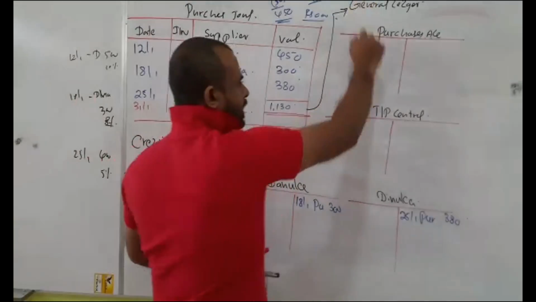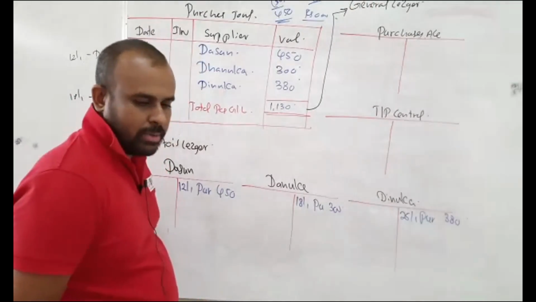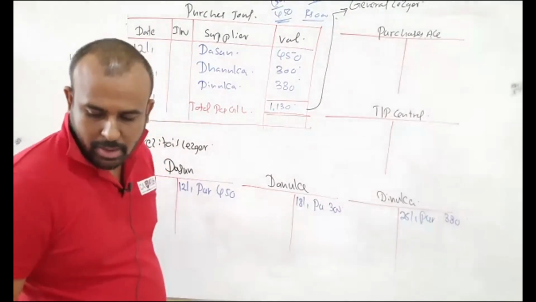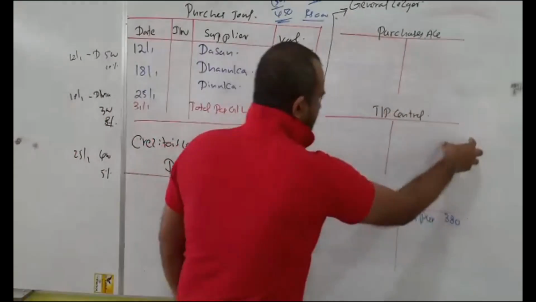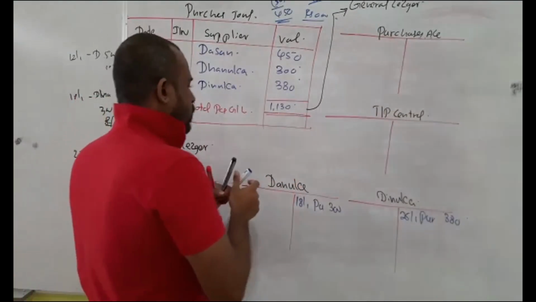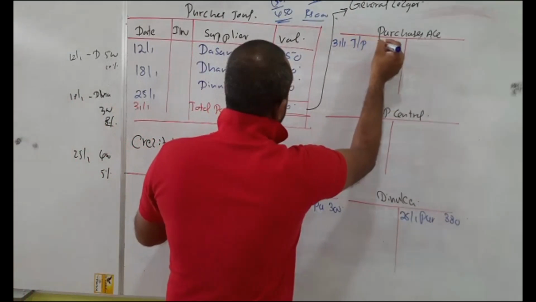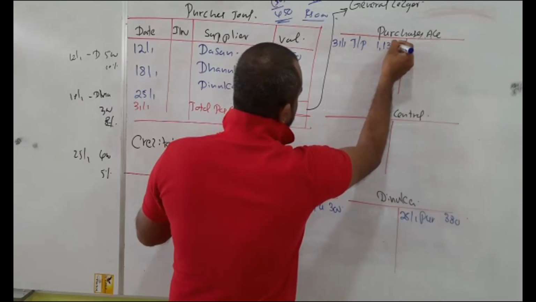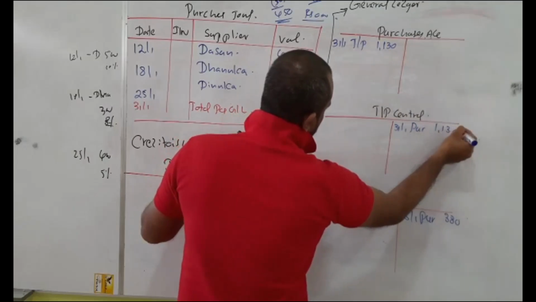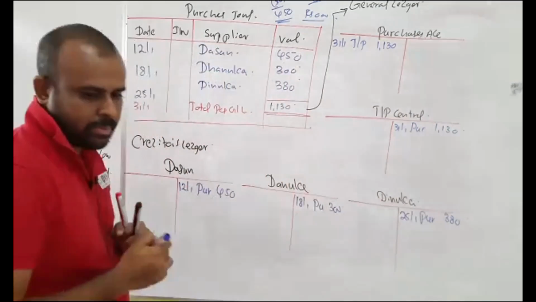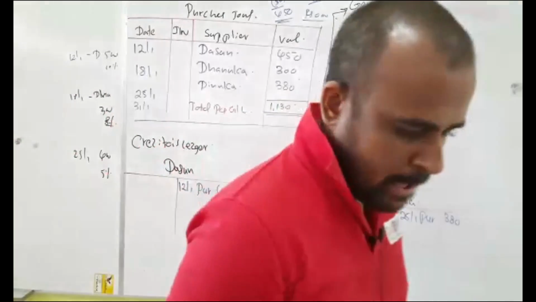Right, 1.1 million 30. The total goes to the general ledger. What is the double entry when you are copying the total of the purchases journal to the ledger? Purchases account debit and the trade payable account credit. Here you write on 31st January, trade payable 1.1 million 30, and credit here saying purchases, rupees 1.1 million 30,000. Clear? Right. Complete this.